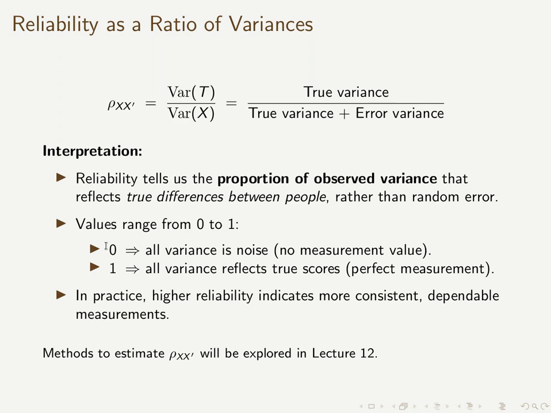So 0 would denote a case in which all variance is noise, so there's no variance attributable to between-people differences, so the whole thing turns to 0. All variance comes from the error term. And on the opposite end, we have values of 1, in which all the variance is assumed to reflect true scores, a perfect measurement. All our variability is due to variability across individuals.